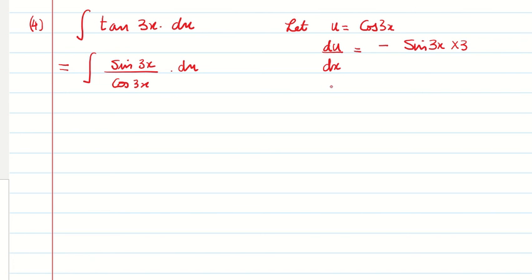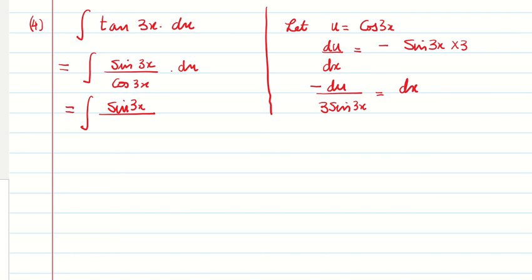So that means if you make dx the subject, dx equals minus du upon 3 sine 3x. So these are the things that I'll substitute. So this is sine 3x, your cos 3x is, I've called it u. Your dx, I got as minus du upon 3 sine 3x, so I'll put a minus here. So sine 3x cancels off. So minus 1 over 3, integral of 1 over u du.